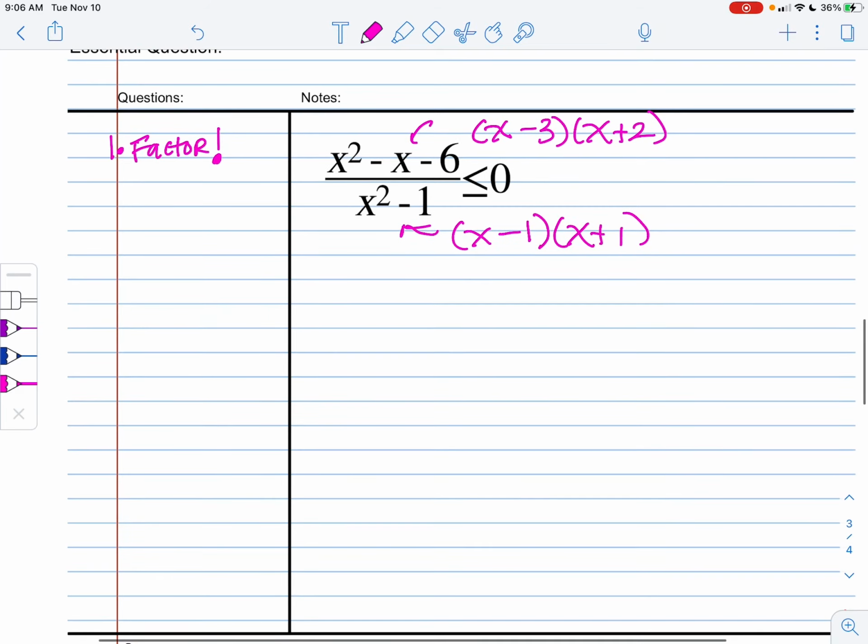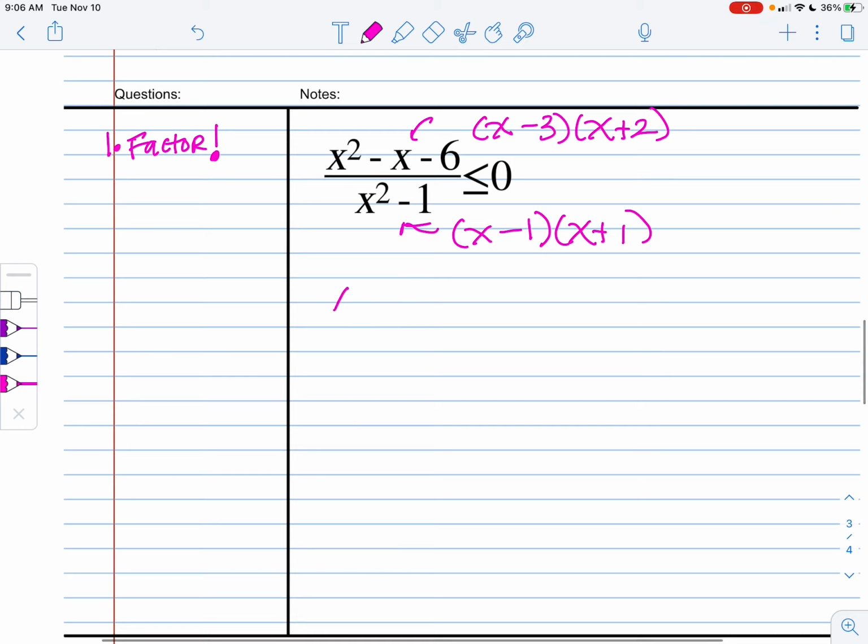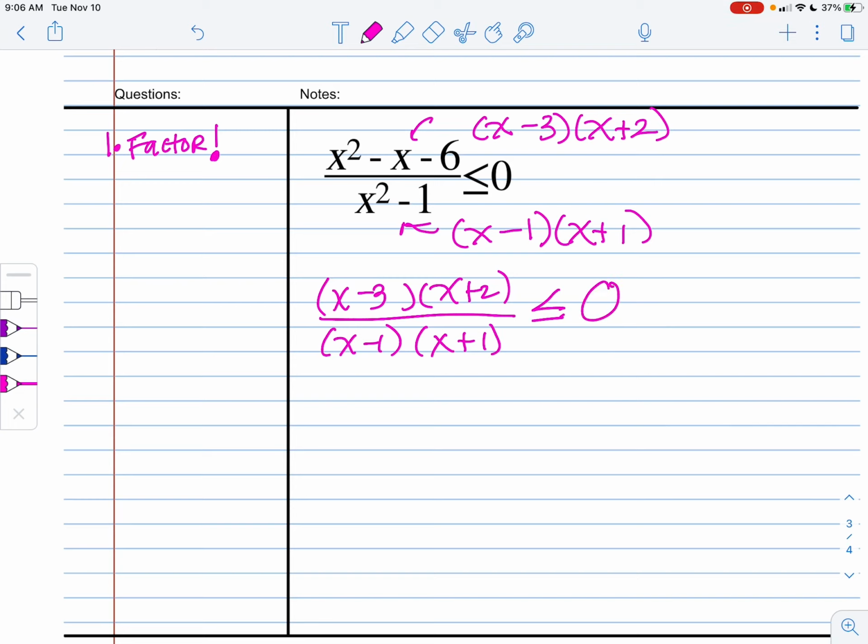All right, so I'm going to rewrite this for myself. I need that. X minus 3, x plus 2, x minus 1, x plus 1, and here I have less than or equal to 0. All right, next step, I'm going to find my zeros. Those are the ones in the numerator, right? I would have 3 and negative 2. And then my restrictions, x could not equal 1 and negative 1.